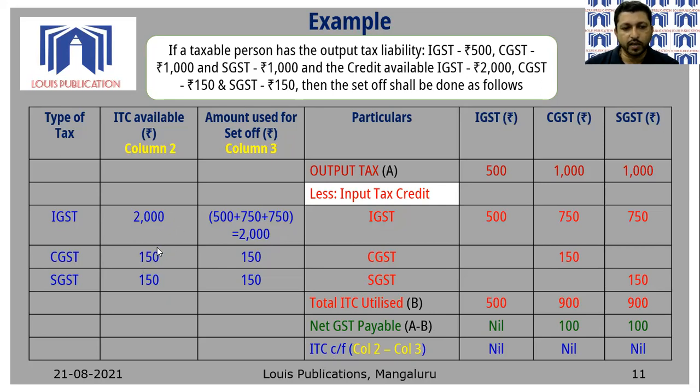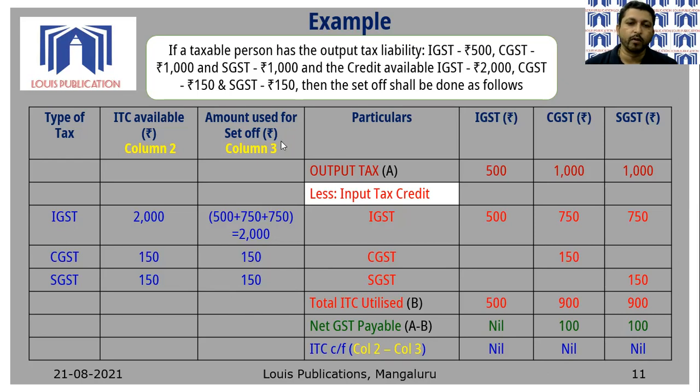150 was CGST credit that was available. Utilized CGST to settle liability was 150. So 150 minus 150 is nil. And SGST credit which was available was 150, and liability settled was 150 rupees. So column 2 minus column 3 for SGST is also nil. So I hope utilization is very clear.